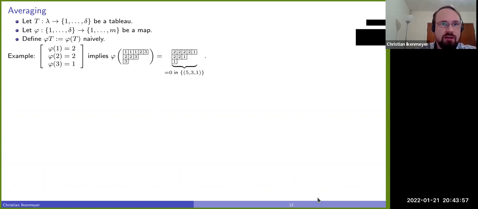For stating the theorem, I need an operation that's called averaging. I just gave it that name. So you're starting with a tableau that just has entries 1 up to delta. And I have a map that now maps the entries 1 up to delta to some other entries that come from 1 up to m. And I want to define what it means to apply this to a tableau, and that's completely naive. So I have a map, say, that maps 1 to 2, 2 to 2, and 3 to 1, and I apply this to this tableau.